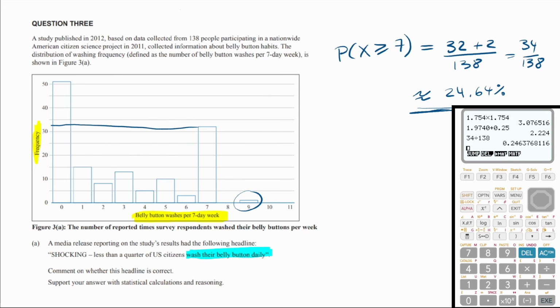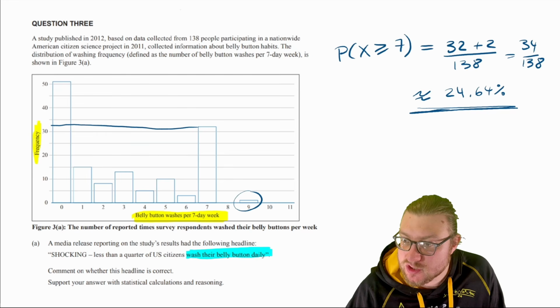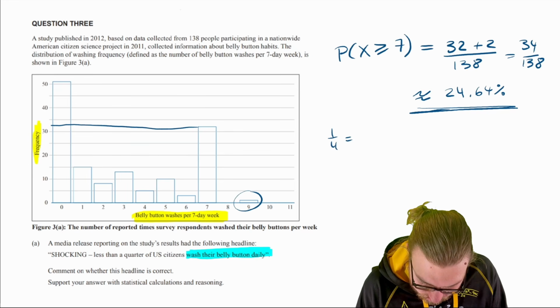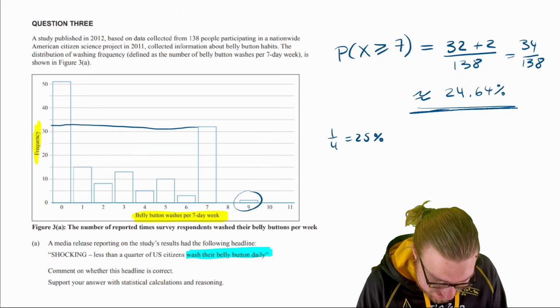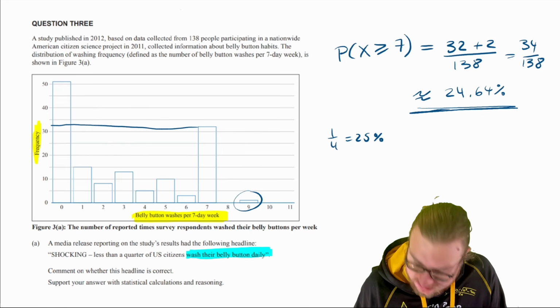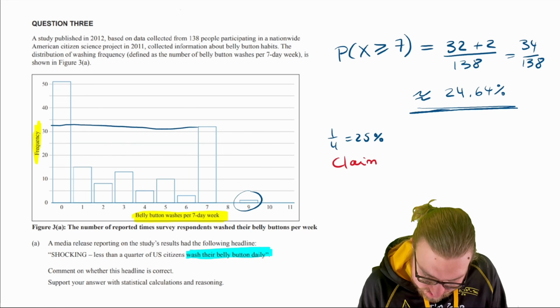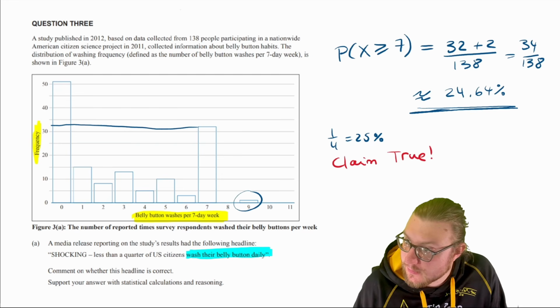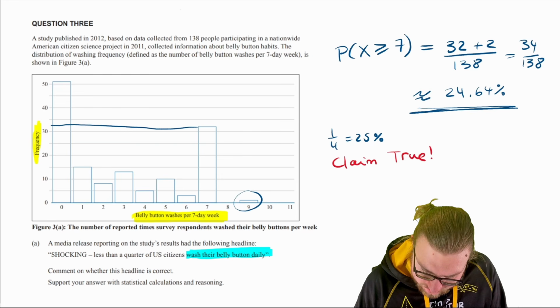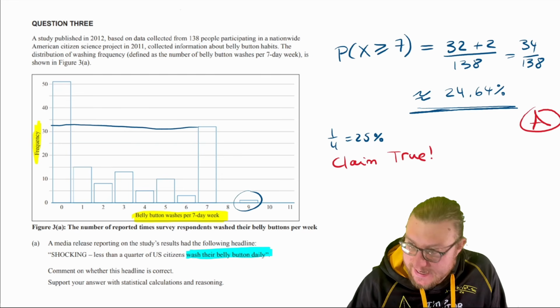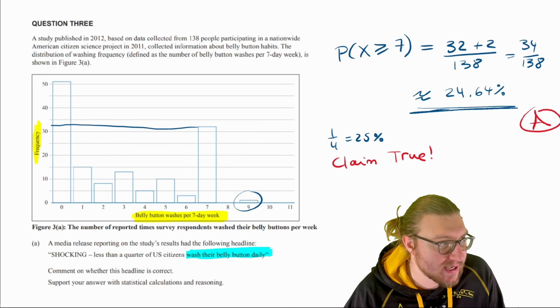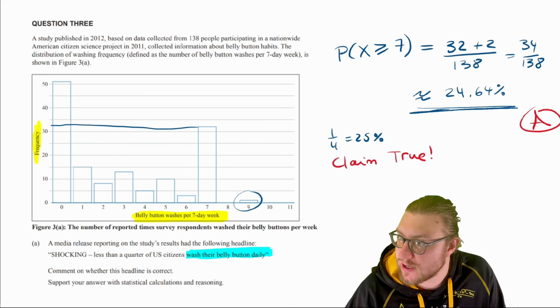We need to comment on this and answer our question. So it's saying less than a quarter of citizens. A quarter is 25%. So less than that is 24%. So the claim is true. Getting the correct probability as well as saying that the claim is true will give you guys an achieved mark here together with the calculations.